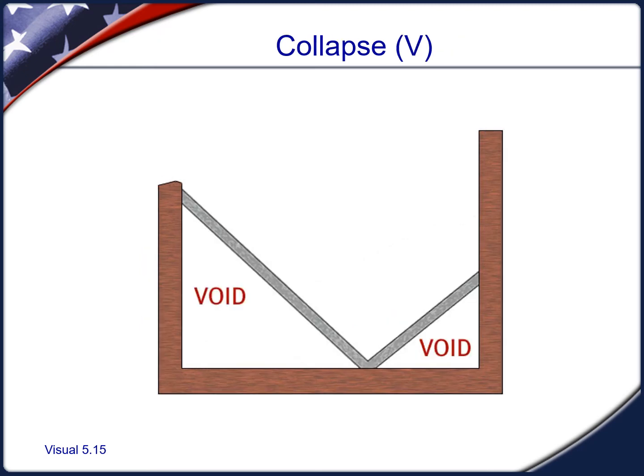This type of collapse is known as a V collapse. A V collapse is pretty typical when you have like the center support of a floor gives out, and you can see that it remains attached to the outside walls, and then it falls down into the center, creating a V. The voids on either side of them would be the likely places to find somebody that might be inside.